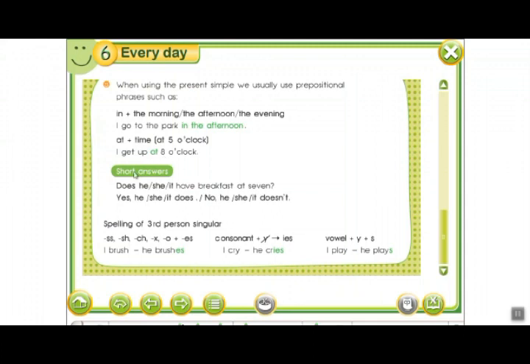And here in short answers we say, okay, like if you have this question, does she have breakfast at 7? You can say yes she does or no she doesn't. Does he play football in the morning? Yes he does or no he doesn't. Does it rain every day? Yes it does or no it doesn't.